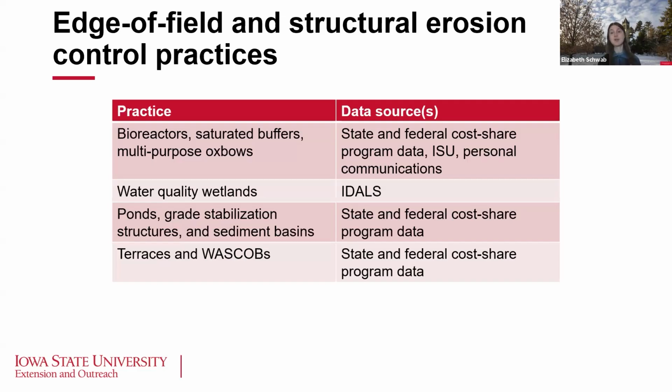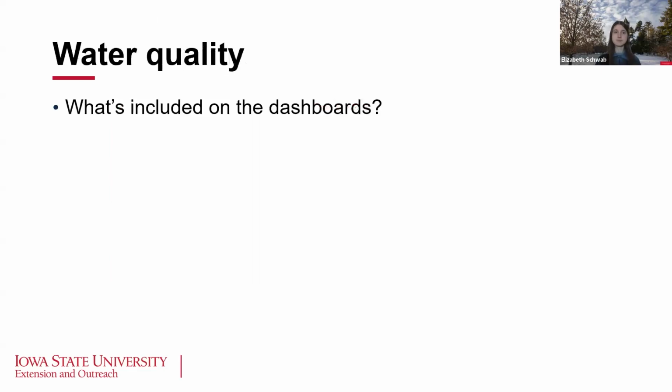Because these are, compared to infield practices, far fewer on the landscape, covering a much lesser extent of the landscape. Water quality wetlands: we do offer our partners opportunities to share information about them, but right now the vast majority of practices come from the Iowa Department of Agriculture and Land Stewardship, so that's how we're able to track the extent of those wetlands. And then finally, grade stabilization, erosion control, things like that. We have state and federal cost share program data to help us quantify the extent of those practices.